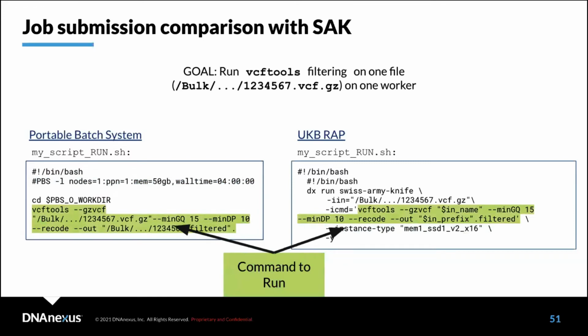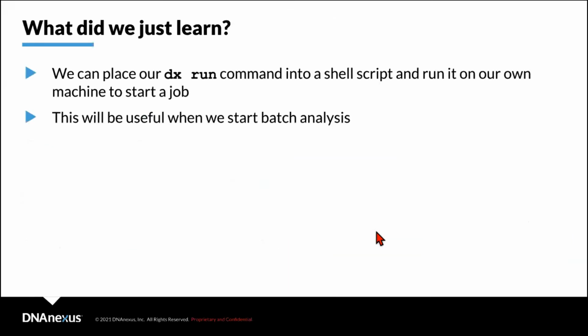And the second comparison that we have here is our -icmd part. If we're running here with dxFUSE, this is how we specify it here on UKB RAP with -icmd. And here's how we specify it in HPC in our script. Okay, so here's again the mapping to that.